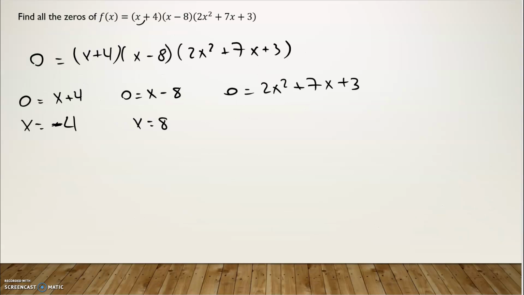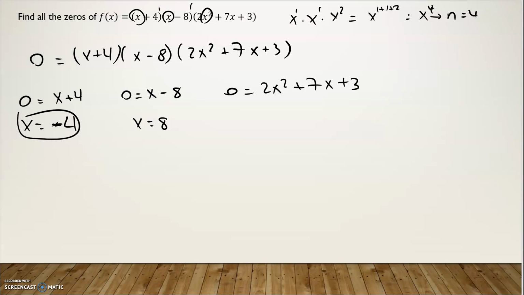Here we have an x raised to 1, here's an x raised to 1, here's an x raised to 2, so I have x times x times x squared. So if I add those up, 1 plus 1 plus 2 gives me 4. So my degree is 4. So I should have 4 different zeros. So here's 1, 2. This one right here should give me 2.